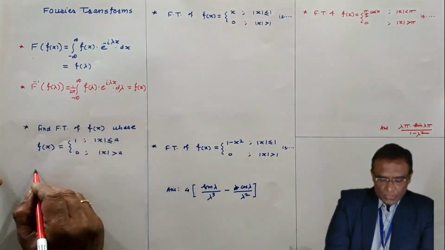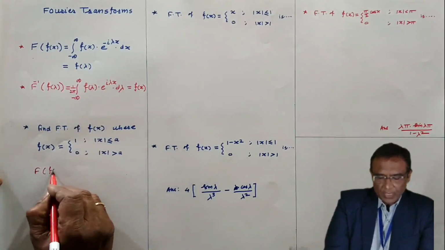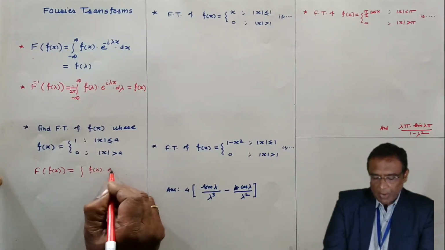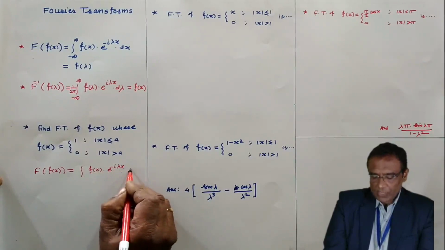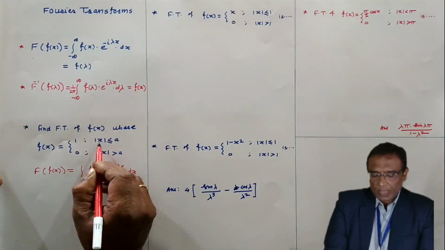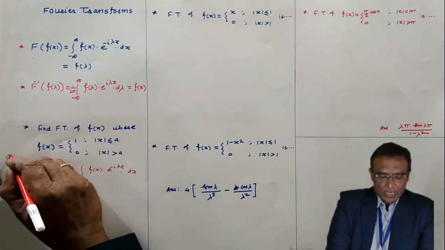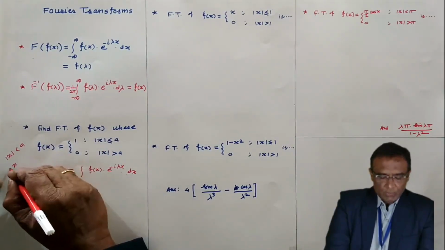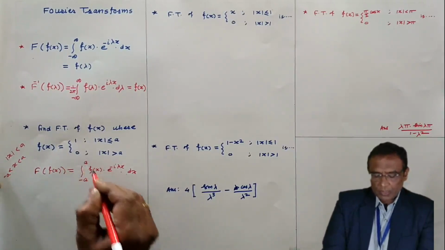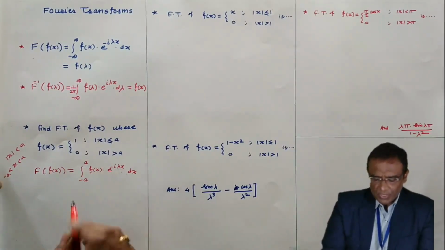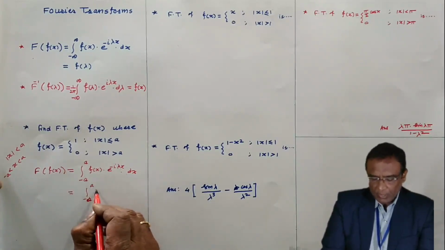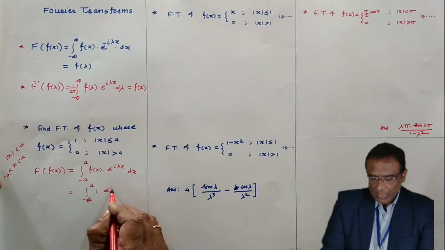What is the definition of the Fourier transform? The Fourier transform of f(x) is the integral from minus infinity to infinity of f(x) e^(-iλx), and we are integrating with respect to x. Here I have to put the limits in order to reduce steps. |x| less than a means x lies between minus a and a. So here I am writing minus a to a, because for the other part of the interval the value of f(x) is 0. What is the value of f(x) here? From minus a to a, f(x) is 1, so we integrate e^(-iλx).